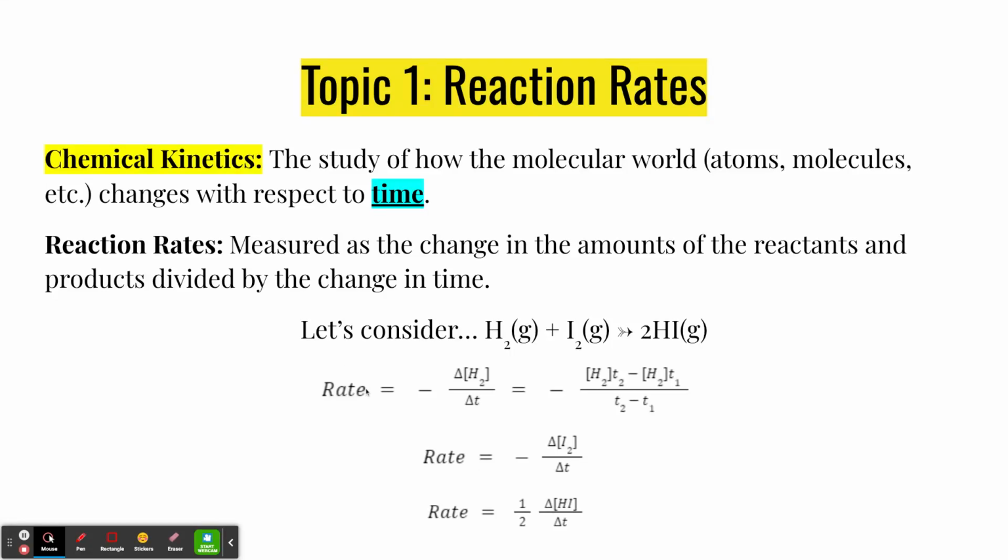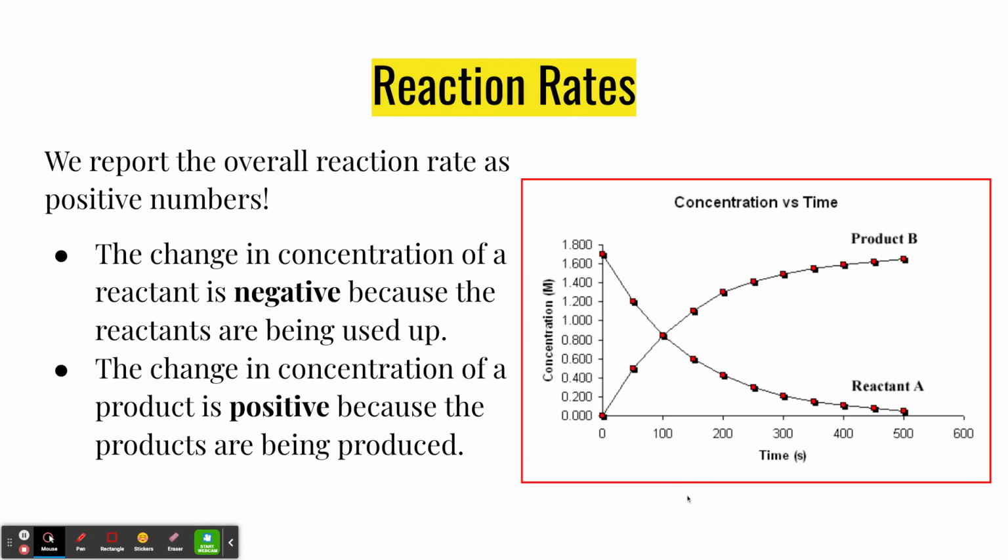Now, why is this, guys? Because in order to find the rate of this reaction, okay, the rate of the reaction should be the same for all three of these expressions, okay? And like I said, in order to account for the fact that HI is being produced at twice the rate that H2 and I2 are being used up, well, we put a 1/2 in front of there, okay?